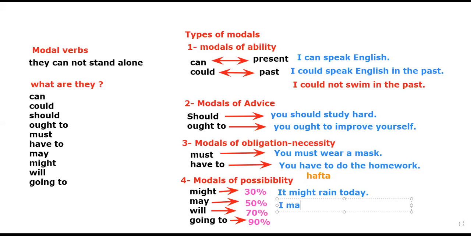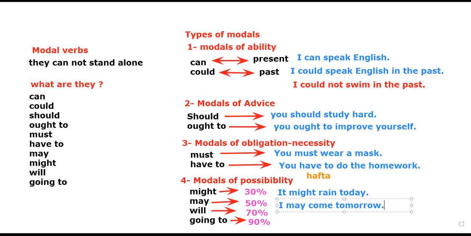I may, for example, come. ربما. I may come tomorrow to your house. I may 50%. I may come tomorrow. The teacher may ask me today. May. ربما. The teacher may ask about the homework. ربما. بس 50%. 30% might.